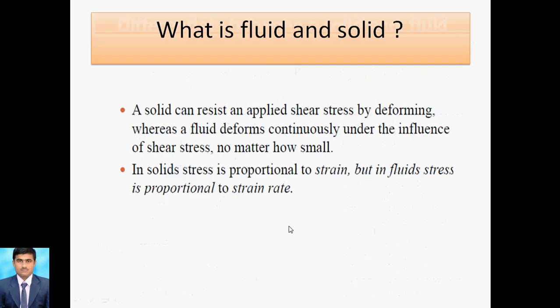Now the next point is solid and fluid in a different way. We can say that a solid can resist the applied shear stress, but a fluid deforms continuously under shear stress. The next point is that in a solid, stress is proportional to strain, but in a fluid, stress is proportional to strain rate. So this is the basic difference between fluid and solid.